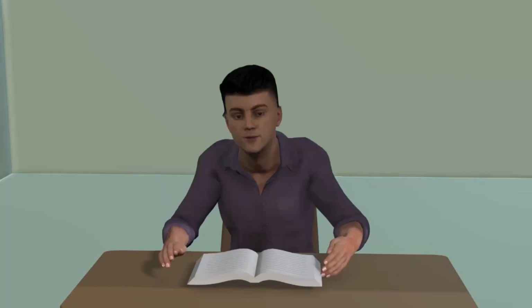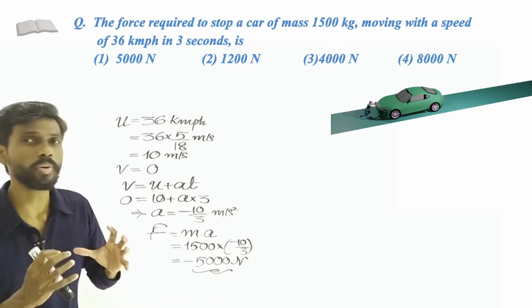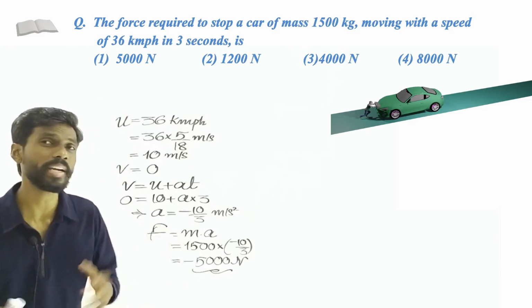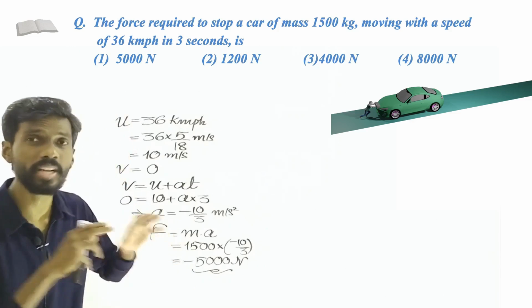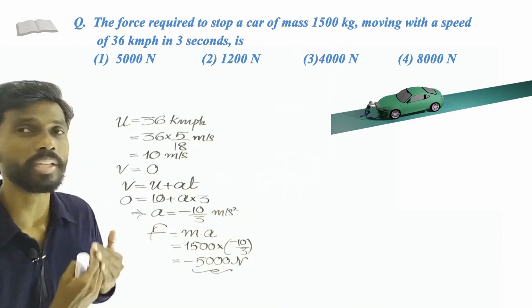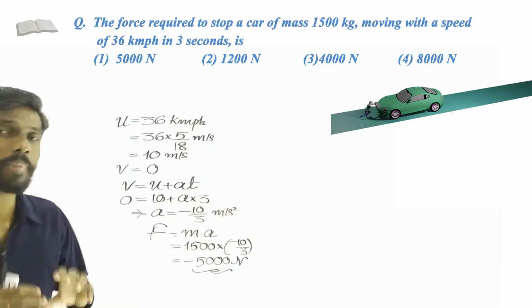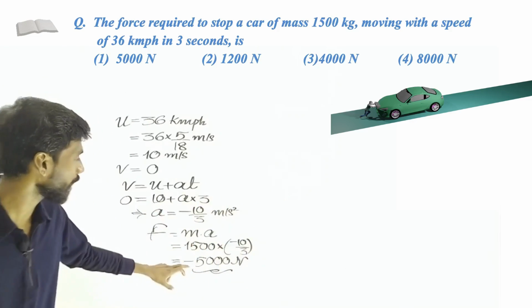But we are getting negative 5,000. See, the negative sign doesn't matter. We just need the magnitude of the force, so that is 5000 Newton. We are getting the negative sign because we apply the force in the direction opposite to the direction of motion of the object. The object is moving in one direction, but we apply the force in the opposite direction. That's why we are getting a negative sign.